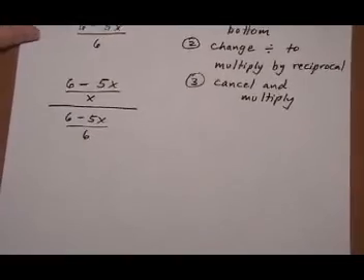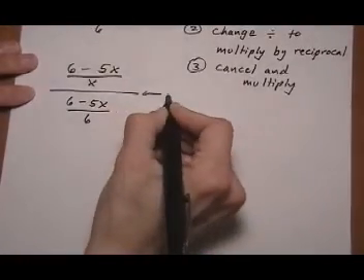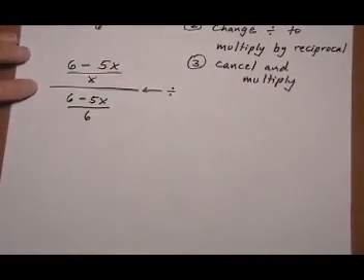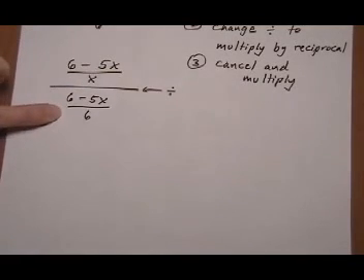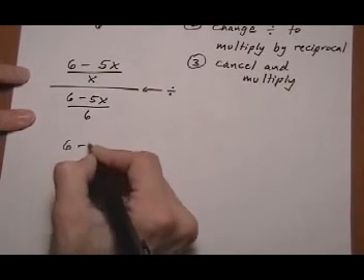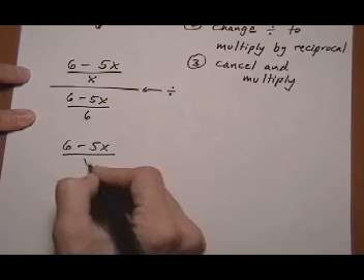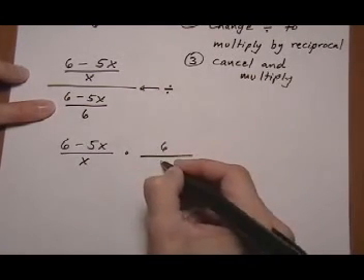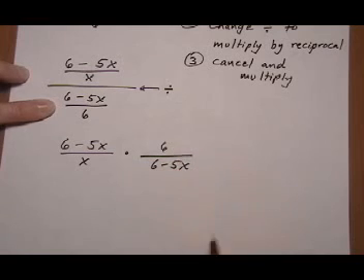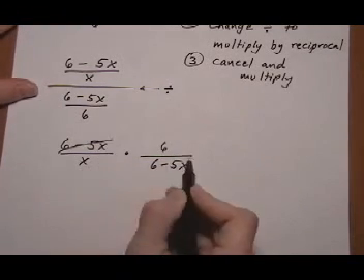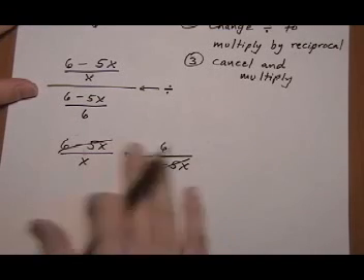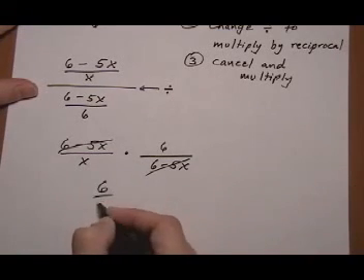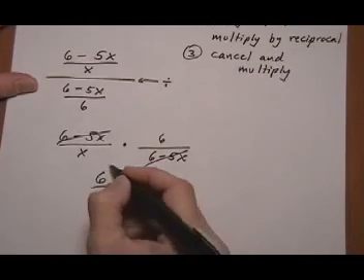Alright, step 2, we're going to change this division right here into multiply by the reciprocal of the bottom. So we have the numerator, 6 minus 5x over x, times, flip the second one over, 6 over 6 minus 5x. Now we can cancel. 6 minus 5x is gone. Multiply across, and we get our final answer, 6 over x.